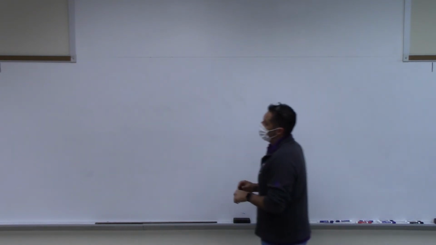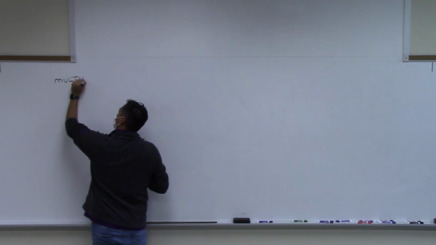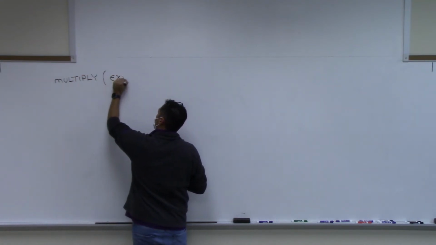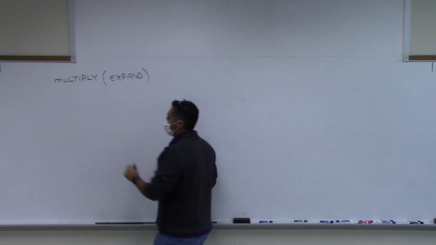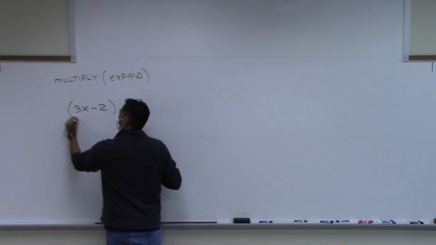All right. I want us to multiply this. Another way I could ask you to do this is to say expand this. Okay? So here it is. I want you to take 3x minus 2 and square it.